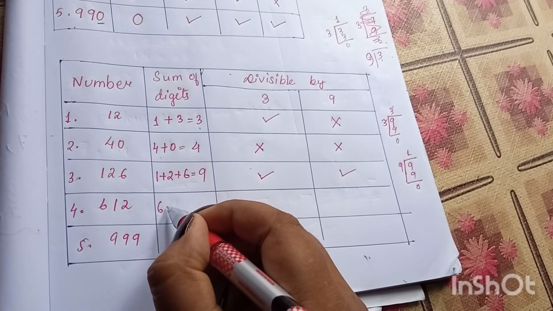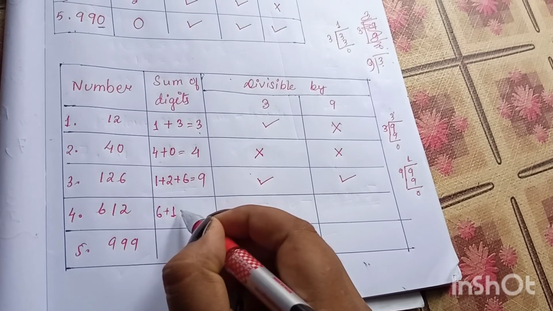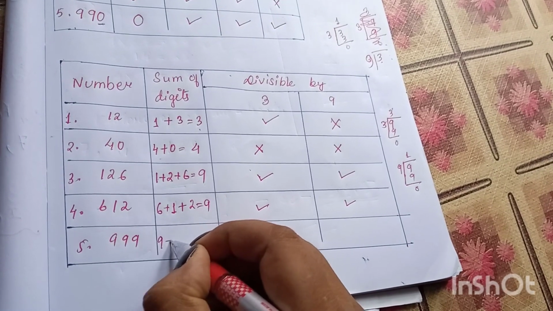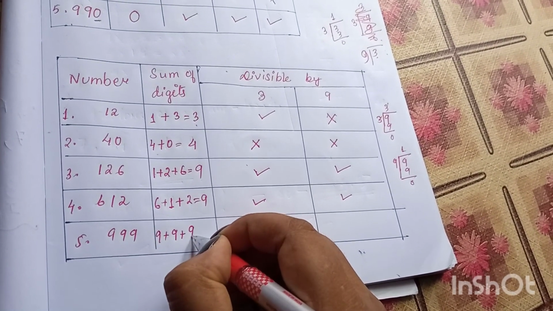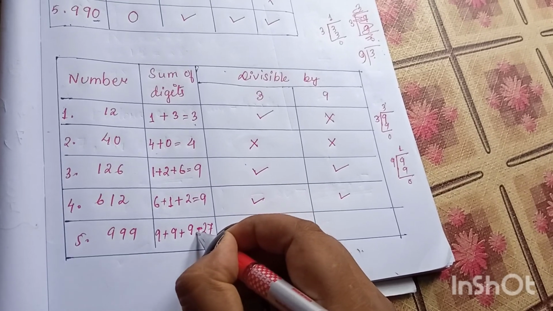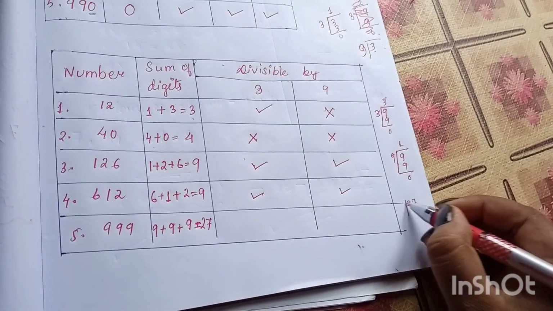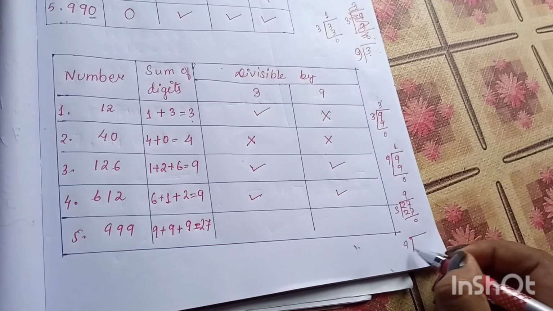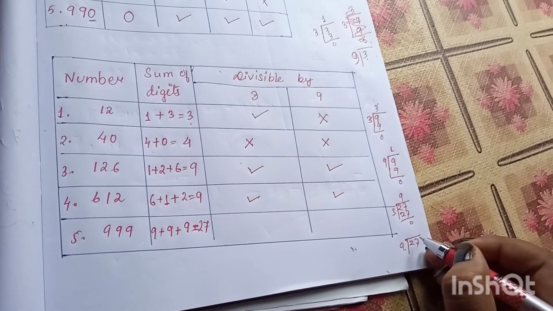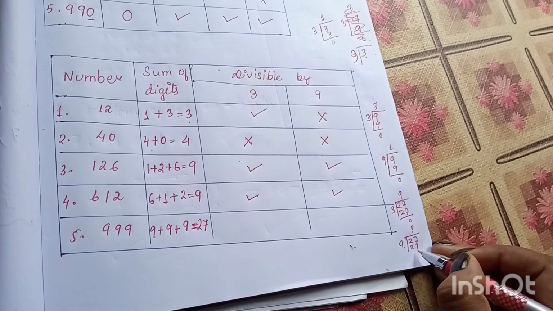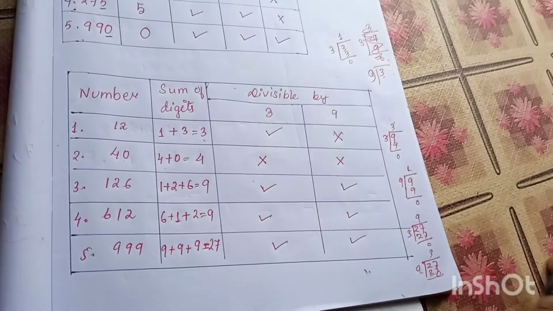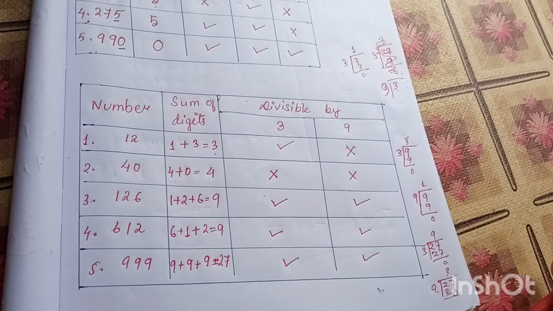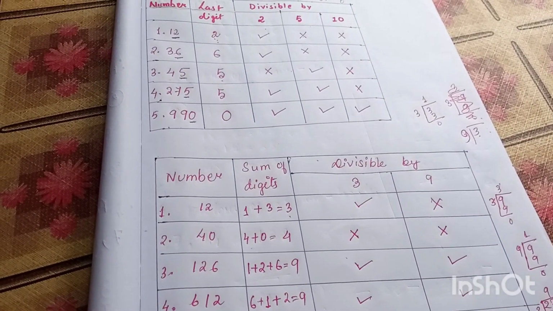Now in the next, 6 plus 1 is 7, 7 plus 2 is equal to 9. So same. Again 9 plus 9 is 18. 18 plus 9 is equal to 27. So we know that 27 can be divisible by 3 because 3 nines are 27. And it can also be divided by 9 because 9 threes are 27. So yes, it is divisible by both. Do you understand this? In case of any difficulty, please let me know, okay?